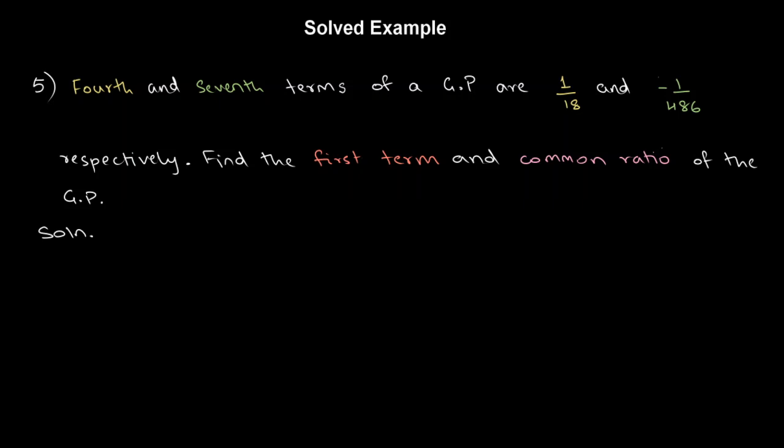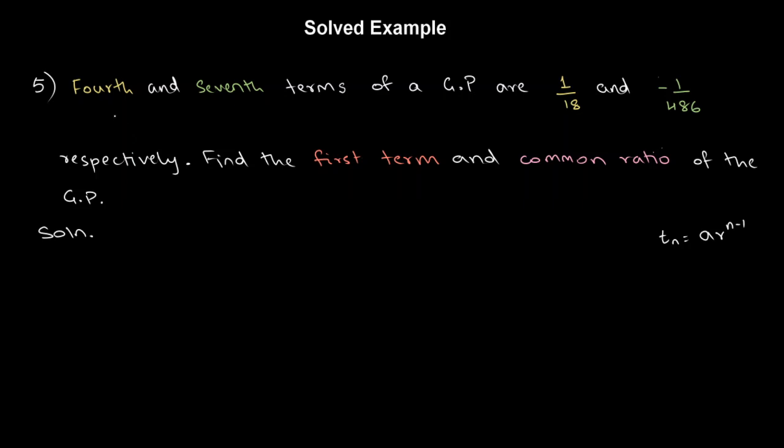The fourth and seventh terms of a geometric progression are 1 upon 18 and negative 1 upon 486 respectively. We want to find the first term and the common ratio of the given geometric progression, right? Now remember, we've been given the terms. If you remember the formula for the general term, Tn is a into r raised to n minus 1. So we'll be using this formula.